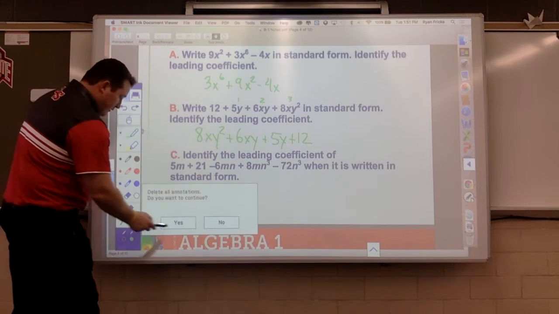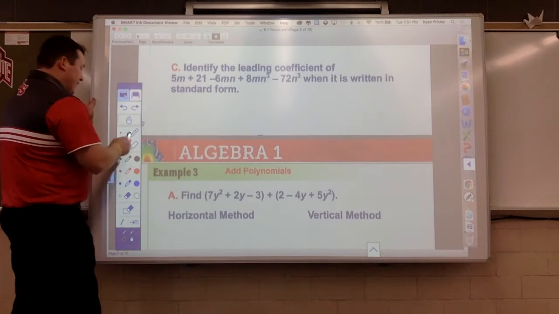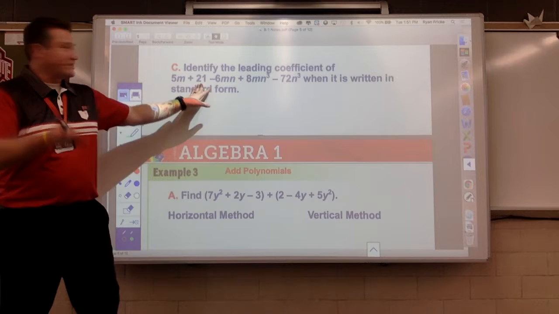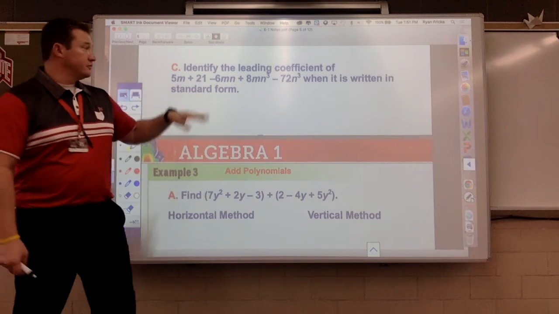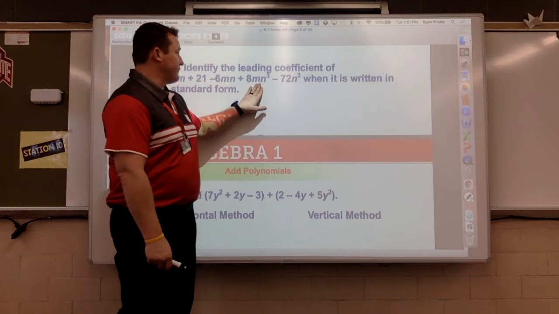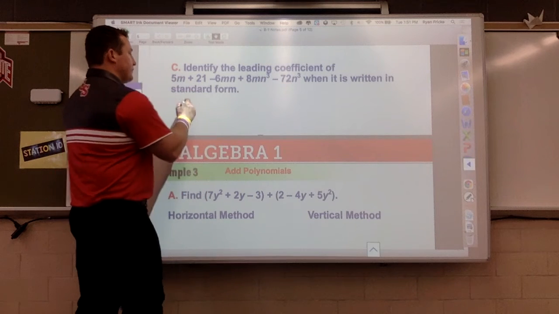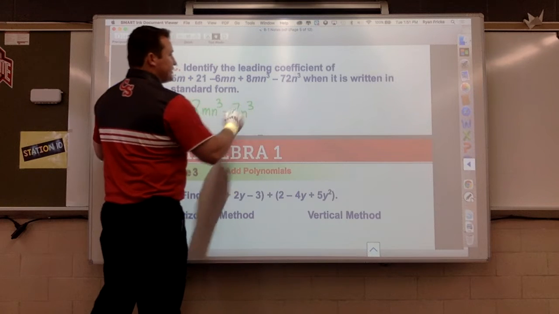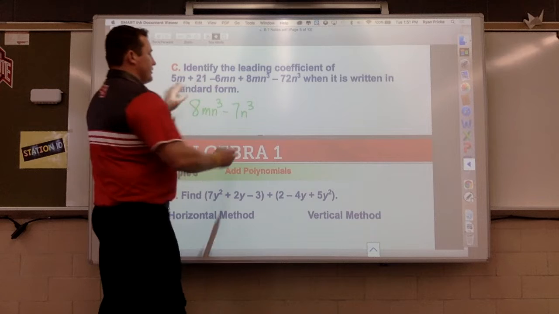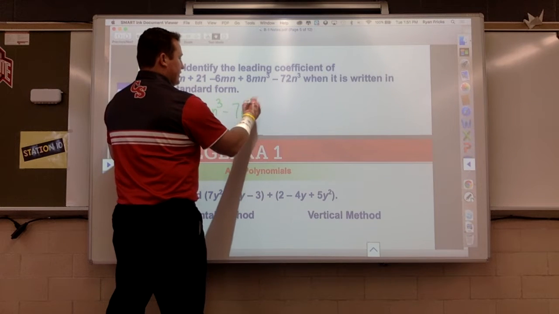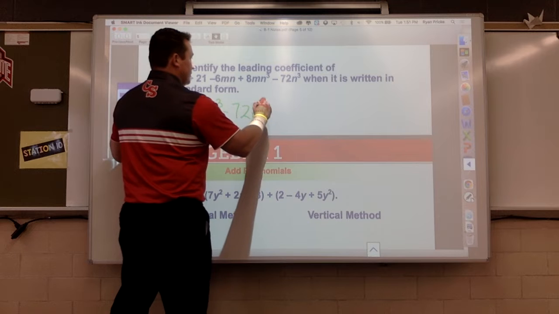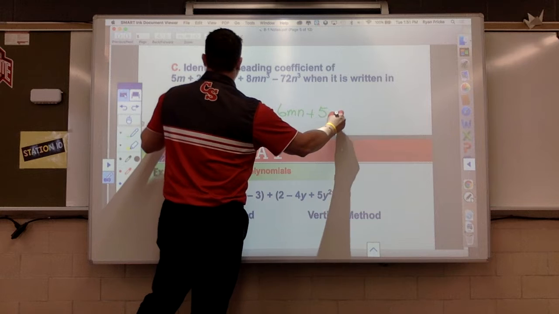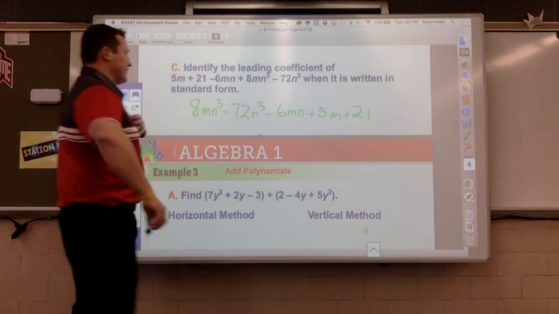Let me make a little bit of room. Great. Okay, degree of 1. This is a degree of 0, right? If you're just a constant term, your degree is just 0. Degree 2, degree 4, degree 3. So 8mn cubed gets to be first. Then we're going to go with, yeah, of course we got that. Oh, sorry, folks, that's a 72. Eyes not working very well today. Plus 5m plus 21. Goodness gracious.